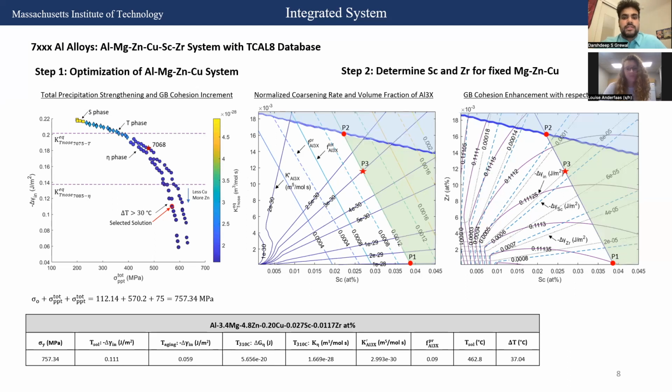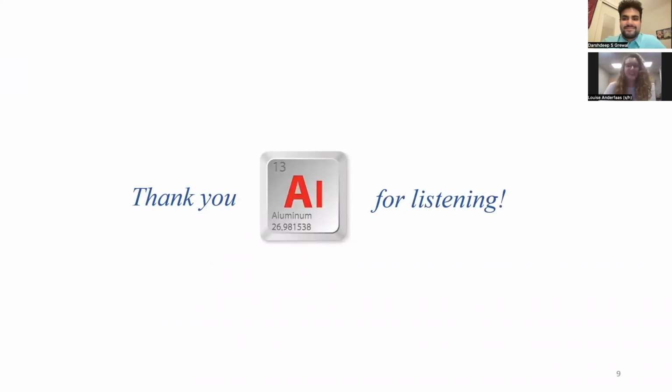And in the second step, for a fixed magnesium, zinc, and copper composition, we determined the optimum content of the scandium and zirconium that satisfies our constraints for a minimized normalized coarsening rate of the L12 phases while having enough fraction to inhibit recrystallization. So those constraints are shown in the shaded areas. And our final solution is given in this table below, where most importantly, our target total yield strength of 750 megapascals is achieved. That was our project, and thank you all for listening.